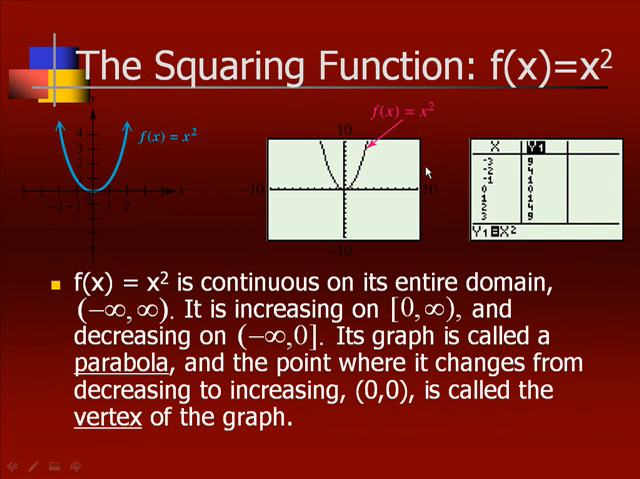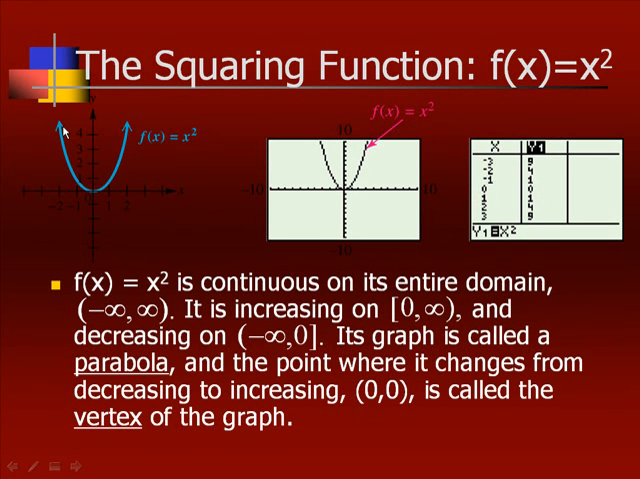So the simplest quadratic function is f of x is equal to x squared. Over here on your calculator, if you plug in x is 3, you get 9. If you plug in x is -1, you get 1. If you plug in x is 1, you get 1. The graph looks like this little parabola. It starts at (0, 0), and it goes up real fast in both directions.